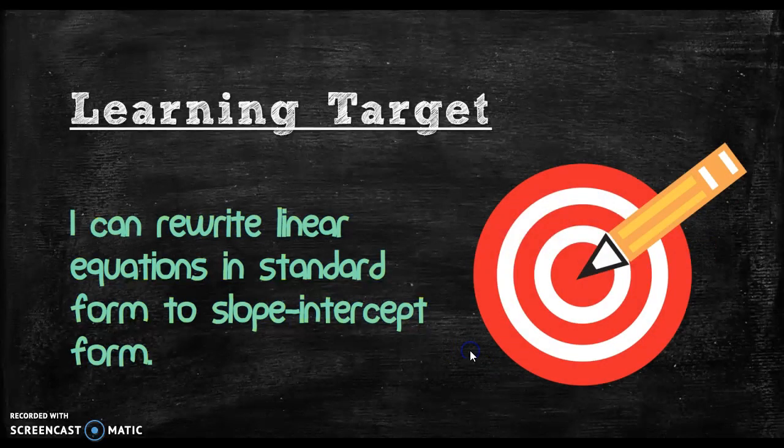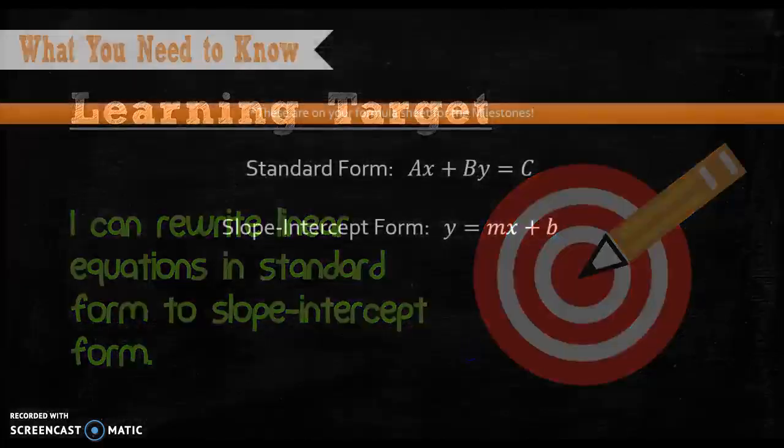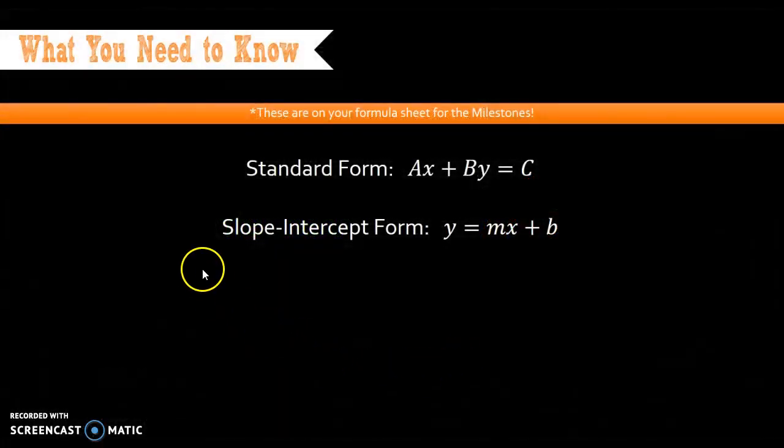I can rewrite linear equations in standard form to slope-intercept form. Here's what you need to know. Standard form looks like ax plus by equals c, and slope-intercept form is simply solved for y. In case you tend to forget these types of things, it's okay. These happen to be on your formula sheet for the Milestones EOC test.